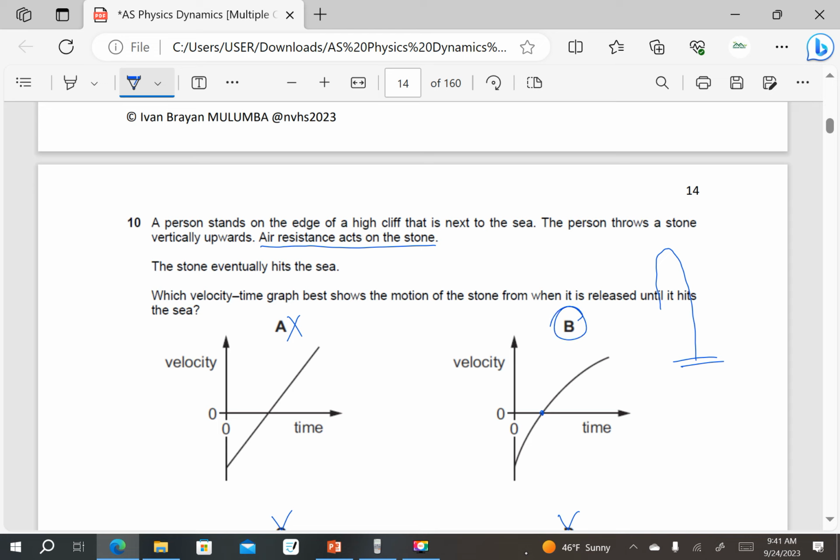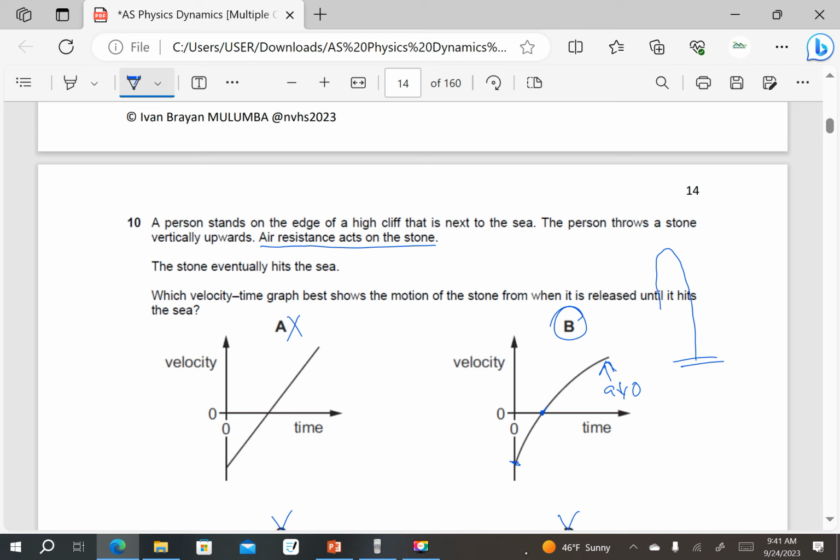So the answer is going to be B because the velocity decreases to 0 from one direction and then it increases. But the acceleration, the gradient is decreasing, so acceleration is decreasing. Acceleration is tending to 0, it is decreasing to 0 at this point here, which means the velocity is increasing, but it is reaching a point where it becomes constant. So it eventually hits the sea, but with a constant velocity since there is air resistance acting. So the answer is going to be B.